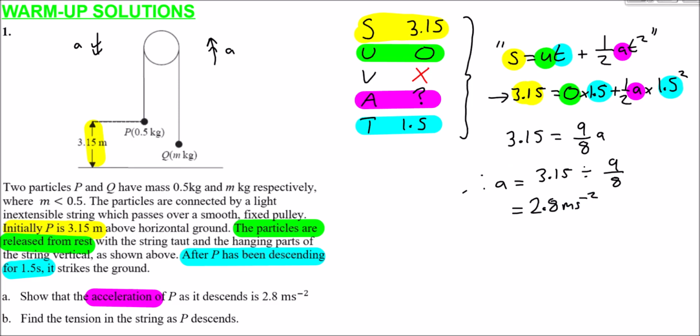So we've now done part A. Very sort of slanted lines there, never mind. Part A is done. Now let's consider part B. We need to find the tension of the string as P descends.